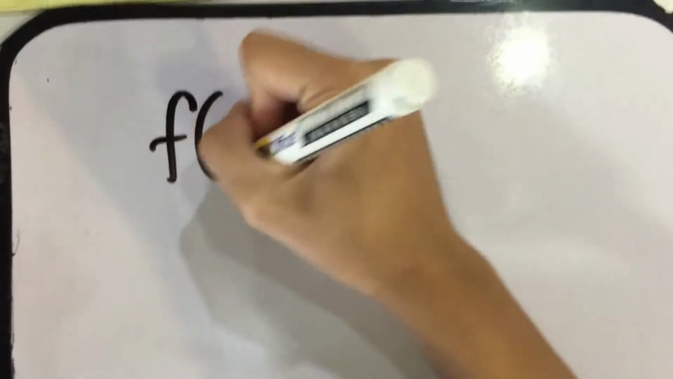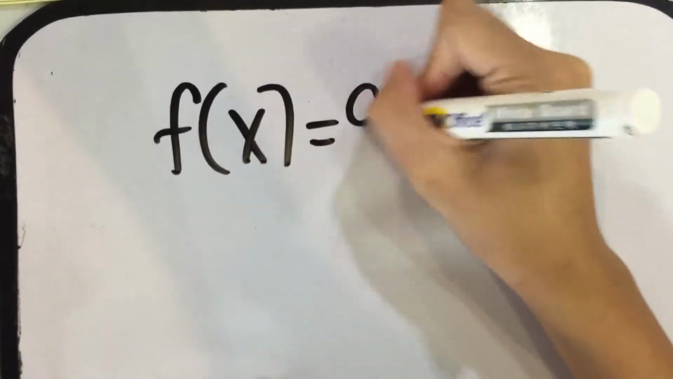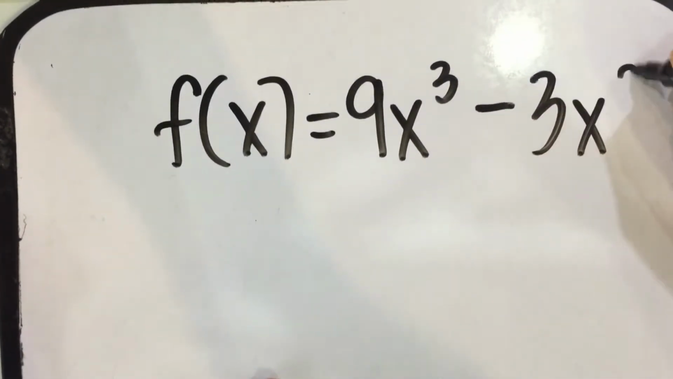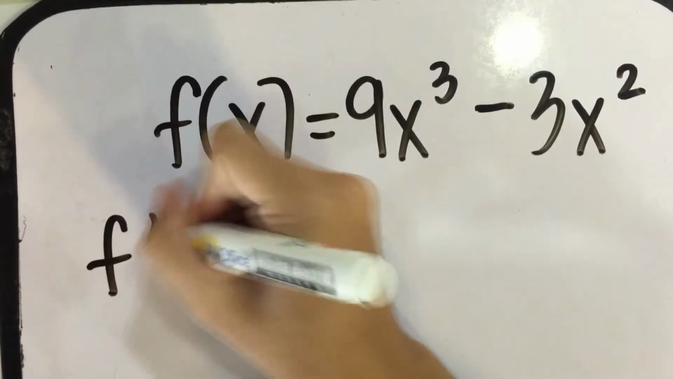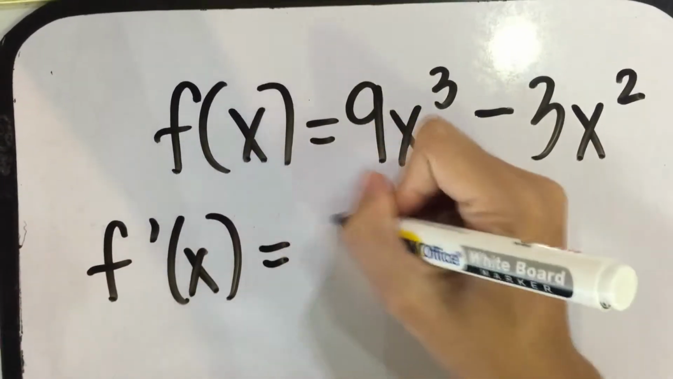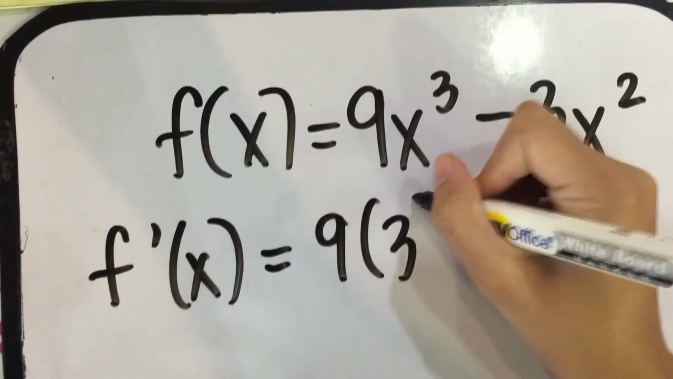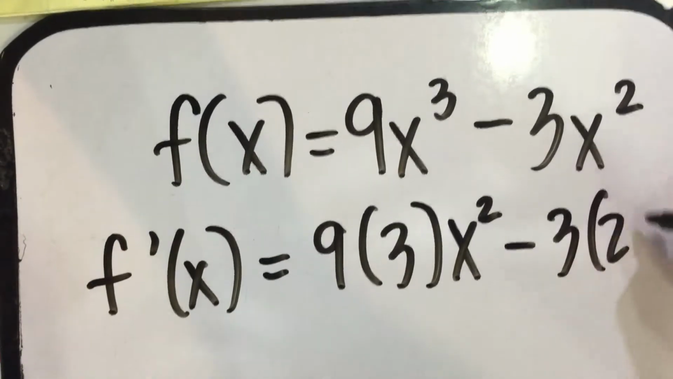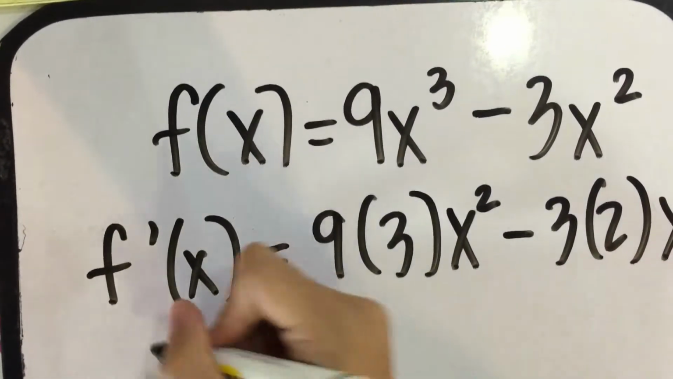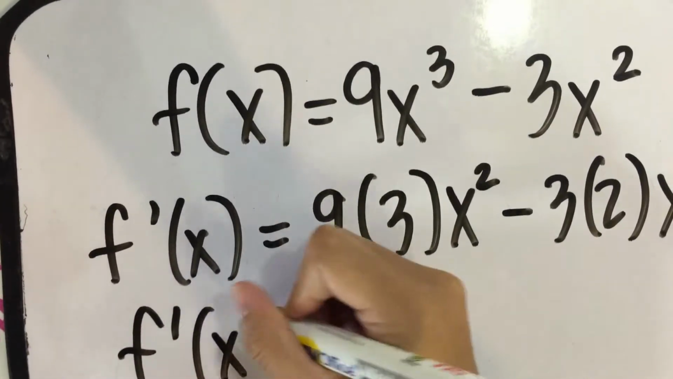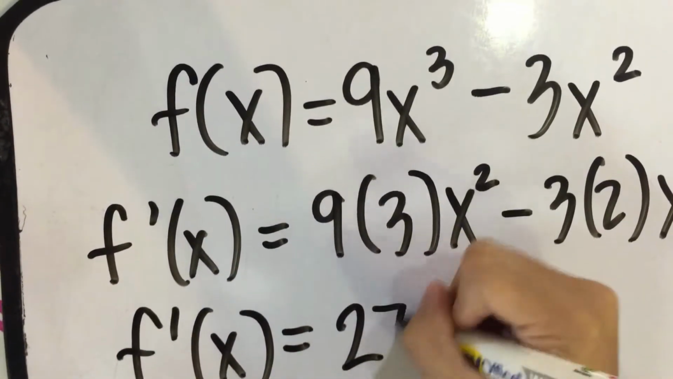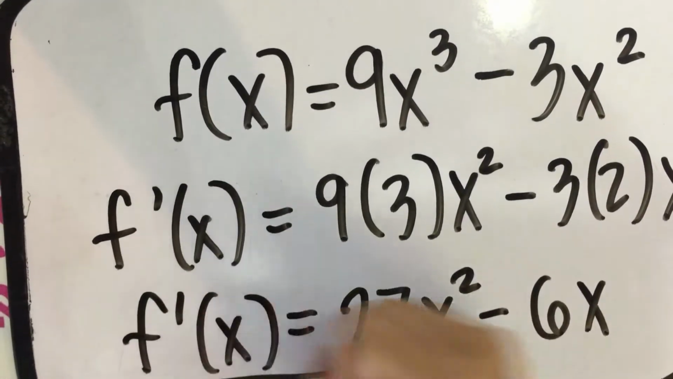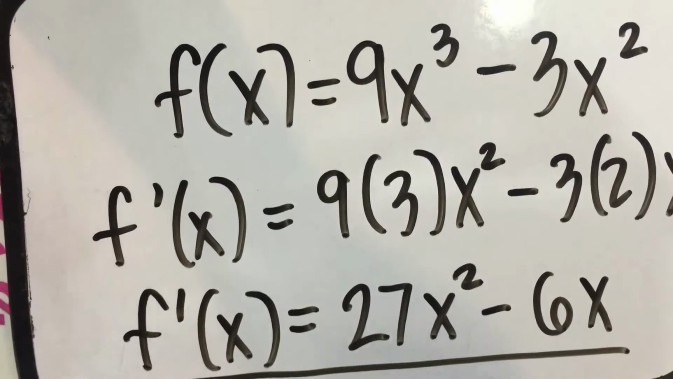The second rule is constant times a function. The given is f of x equals 9x cubed minus 3x squared. Remember that we always need to subtract the exponent with 1 and after that, bring down 3 beside 9 and multiply it. So it will become 9 times 3x squared, same as 3x squared. Subtract 2 with 1 and bring down 2 beside 3. It will become 3 times 2x. So the answer is f prime of x equals 27x squared minus 6x.